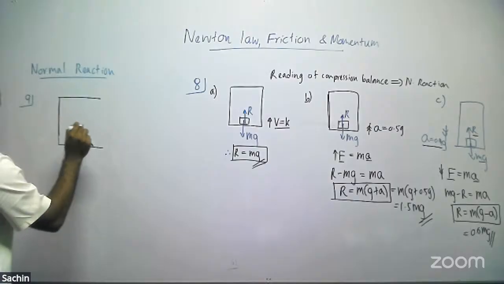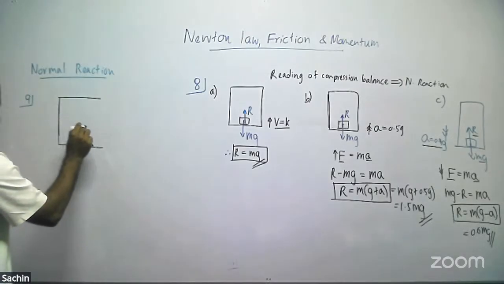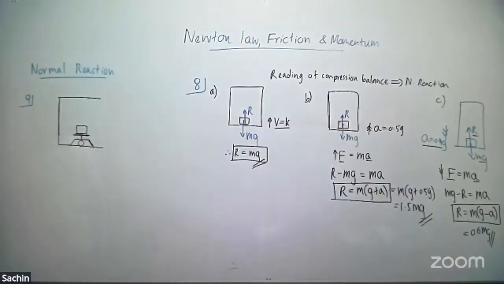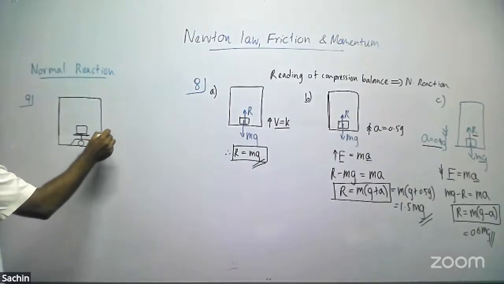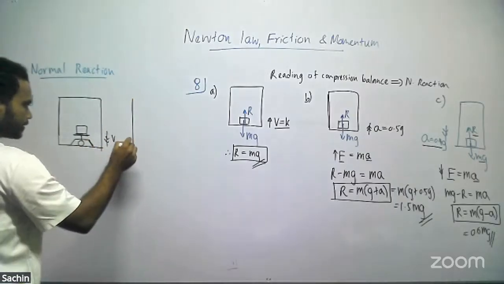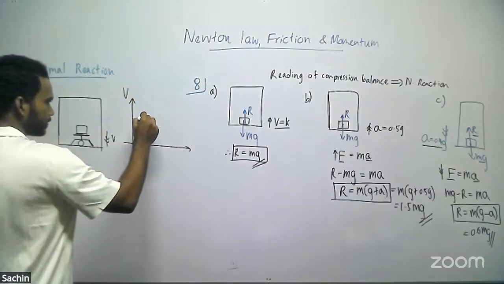Here, let's say there is a compression balance. A mass is placed on top of this compression balance, and the elevator goes downward with a velocity. And this VT graph is like this.